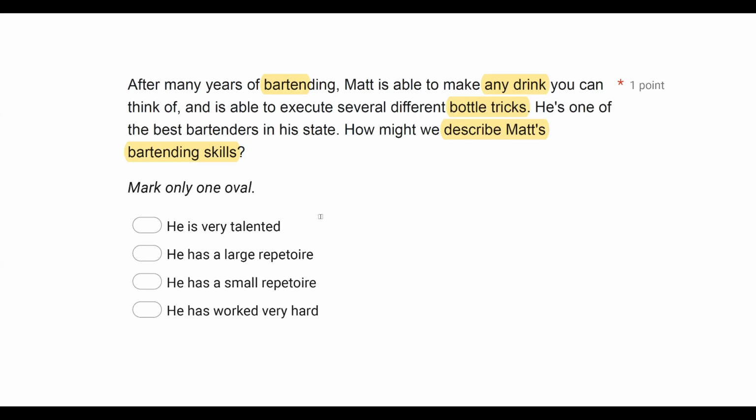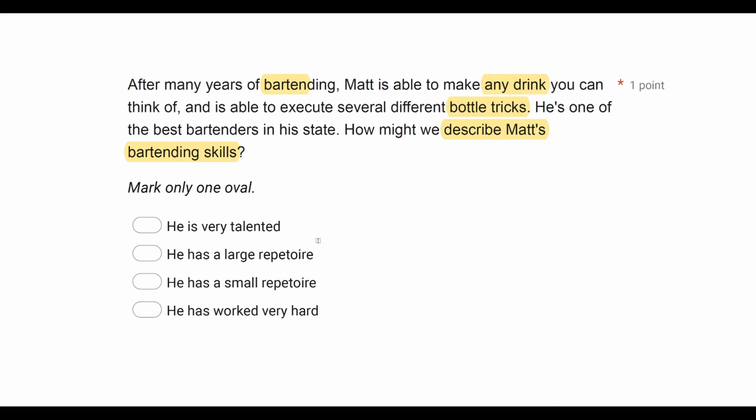A, he is very talented. Maybe. But is that behavior analytic? Not necessarily. Maybe I don't think Matt is talented. Maybe you do. It's very subjective. We need to go with some of our own terminology, like B and C, the repertoire. When we talk about a repertoire, we're talking typically about a set of skills or even sometimes behaviors. And so to say Matt has a large repertoire when it comes to bartending would be true. That can't be argued. He's got a ton of tricks. He can make a ton of drinks.